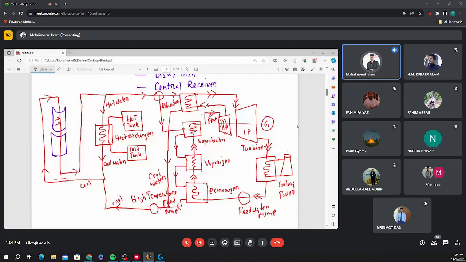So after flowing through the concentrator, you are getting warm, or it should not be warm, it should be hot water. You understand? Yes, sir. Thank you.